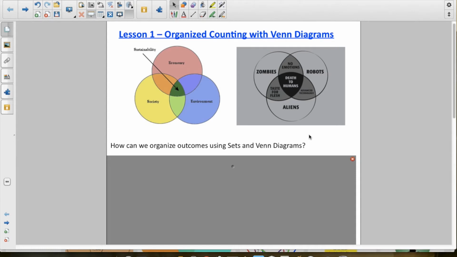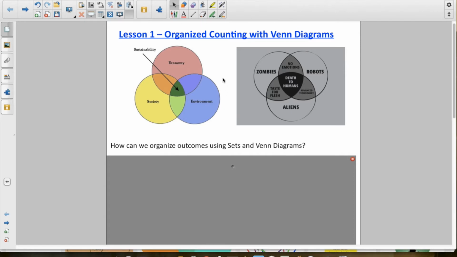G'day, this is lesson 1 for unit 2 in data. Today we're going to look at a way of organizing some of the things we've been doing already and some new stuff. We're going to organize our thoughts and counting using what's called Venn diagrams.